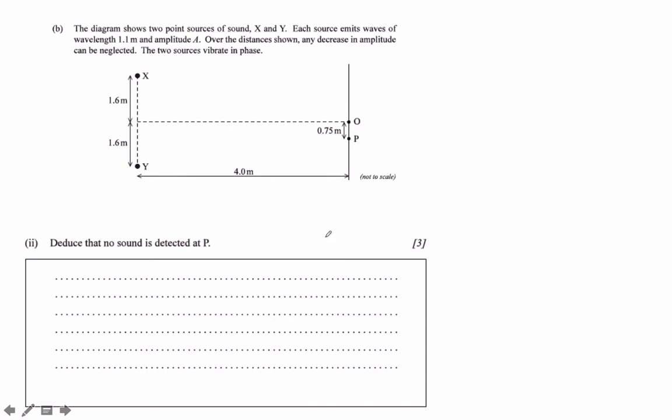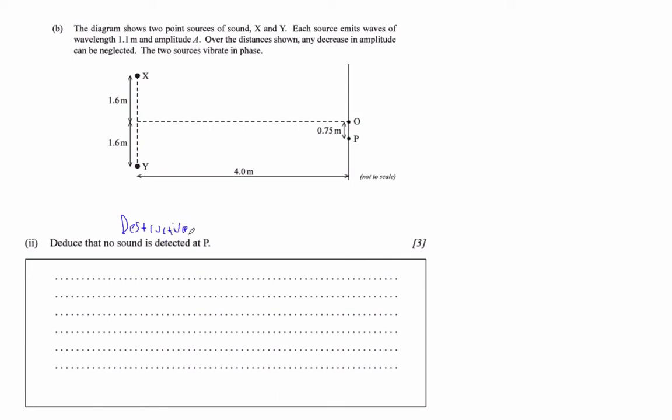And then it says, deduce that no sound is detected at P. Well, if no sound is detected at P, then that means that the difference in distance from X to P and Y to P is a half a wavelength or 1.5 wavelengths or 2.5, et cetera, that it has a remainder of a half wavelength. Because remember that about interference, right? So it must be destructive interference, okay?